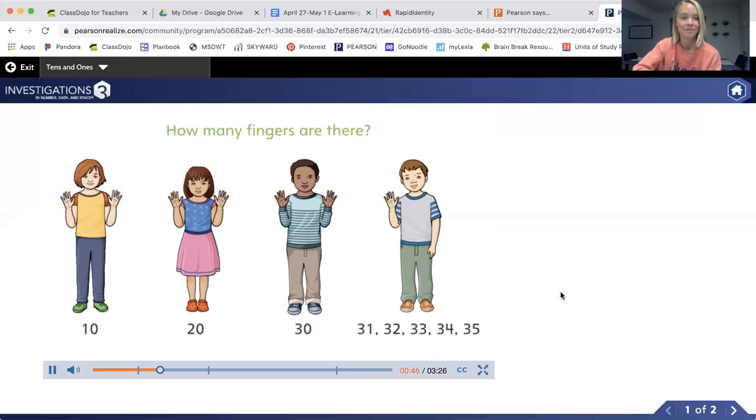Deshaun counts them by tens. 10, 20, 30, 31, 32, 33, 34, 35. Leah knows that 3 kids had 30 fingers. 30 and 5 more fingers is 35 fingers. We all agree that 3 groups of 10 fingers and 5 more fingers makes 35 fingers. I can use these same strategies to count other things that come in groups of tens and ones.